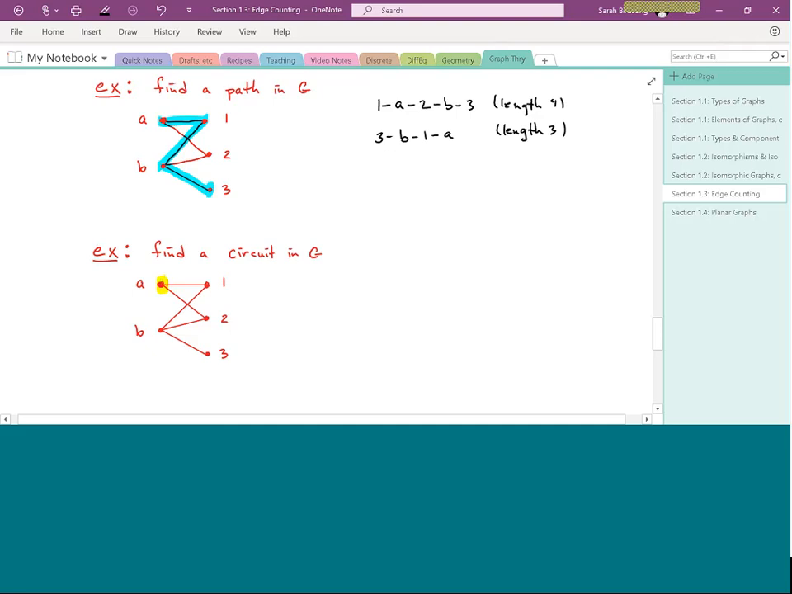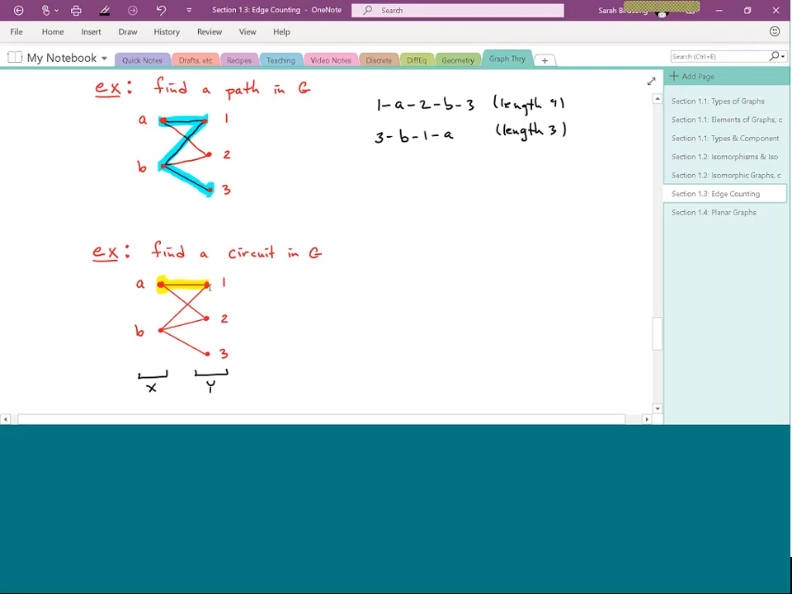Now notice, in a bipartite graph, whether you're dealing with just a path or with a circuit where you have to come back to where you started, this first edge is always going to shoot you over to a vertex in the other set of vertices. So if this is vertex set 1 or X, and this is vertex set 2 or Y, then if you start in X, next you'll go to Y.